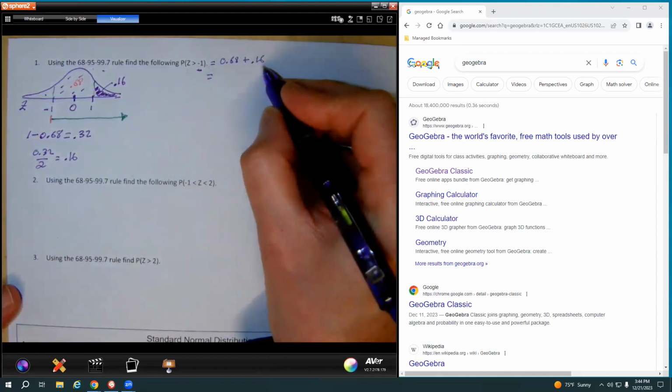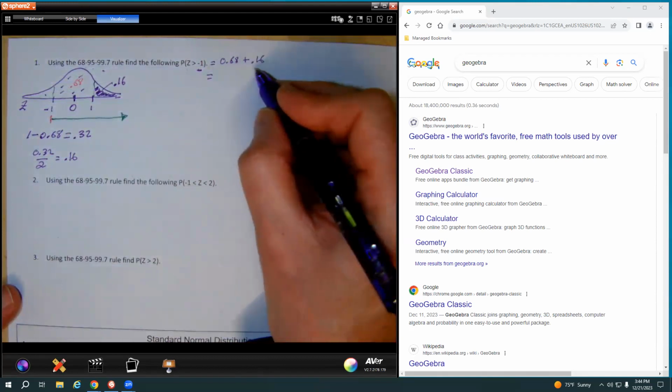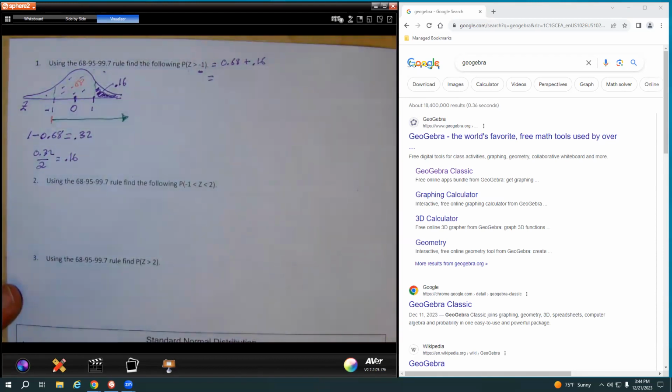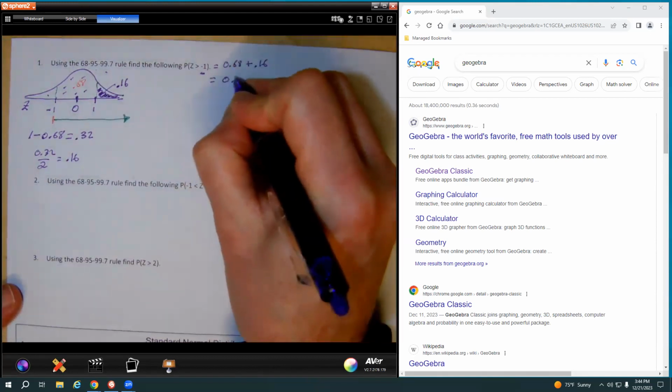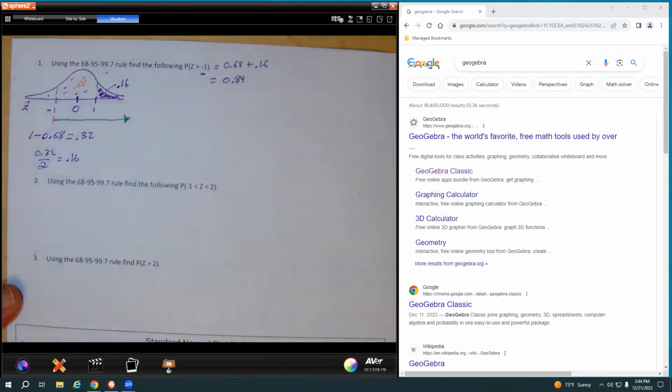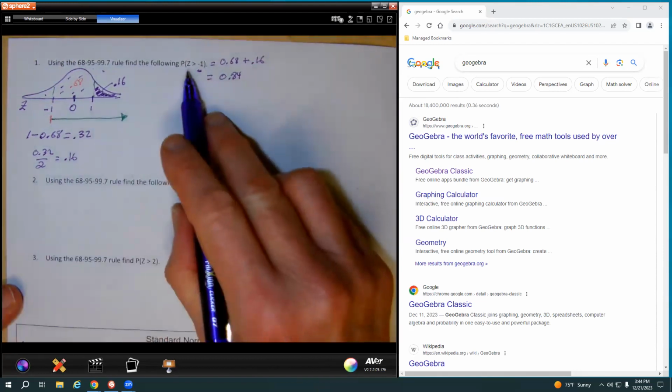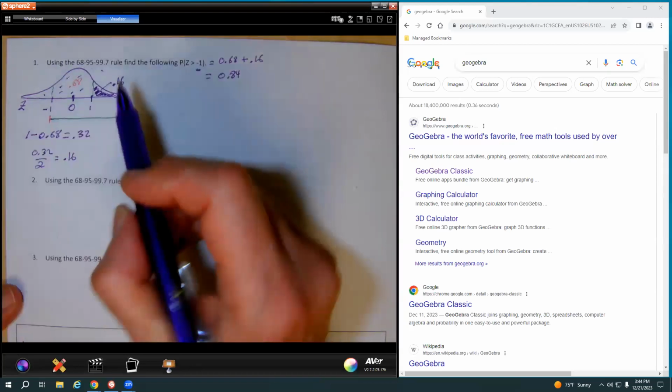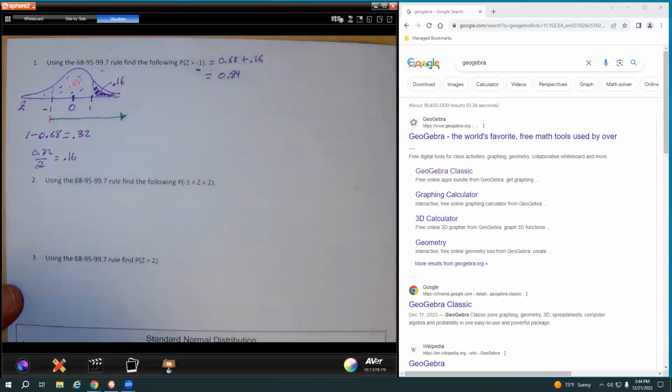And that gives me what? So I got 78 plus 4, it's 84, 0.84. So this is the probability of getting a z-score greater than -1. So I grab a number at random, and that's the chance of that happening.